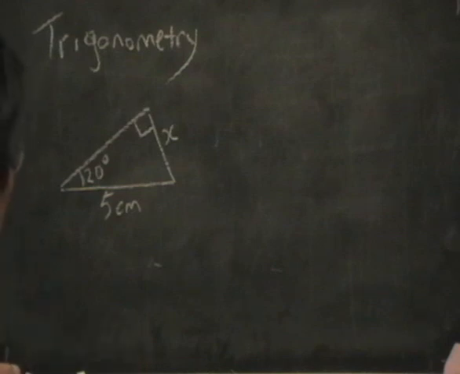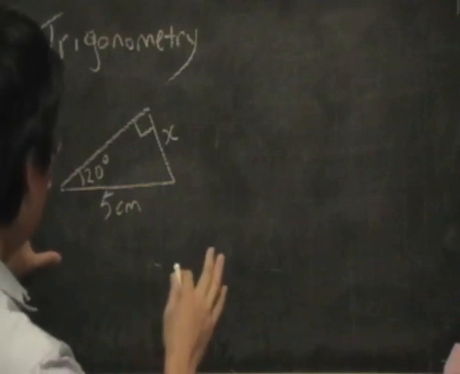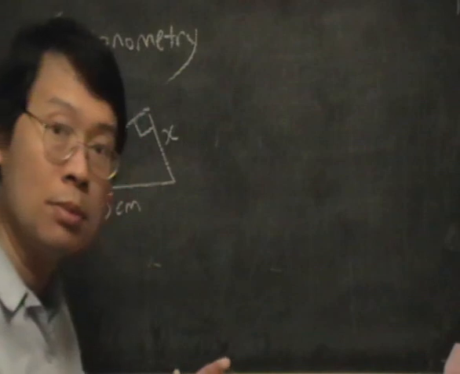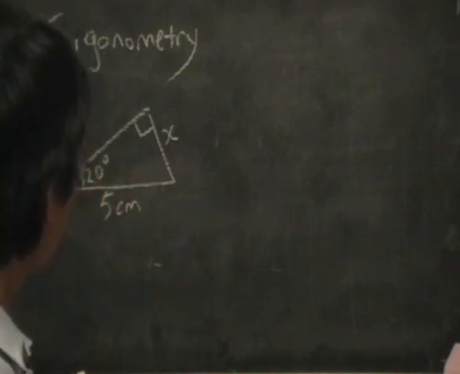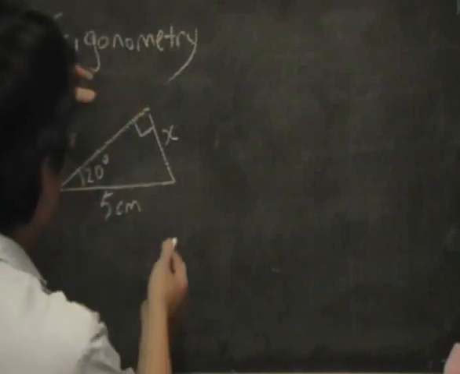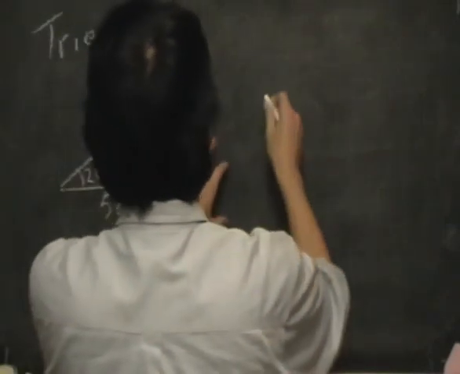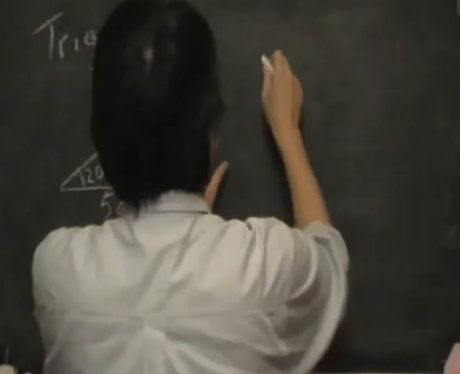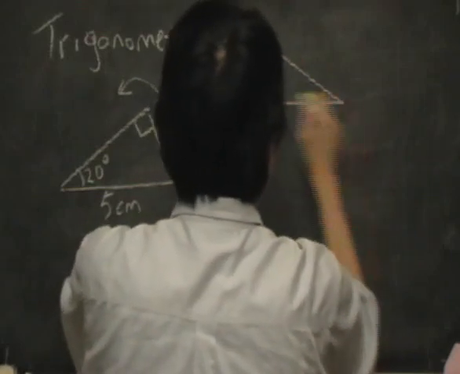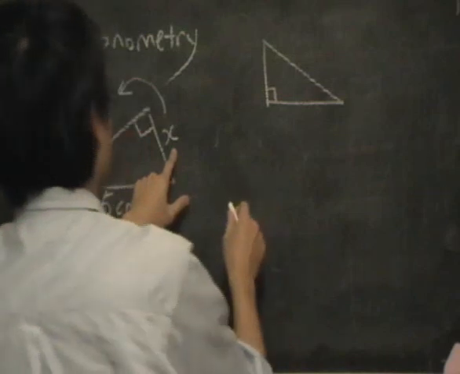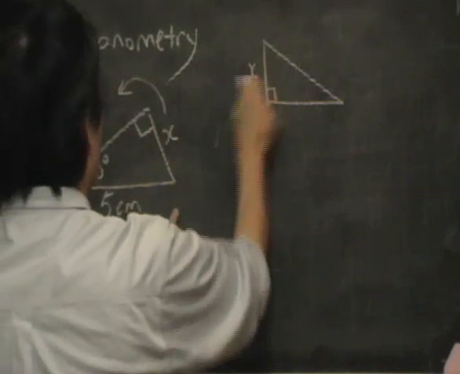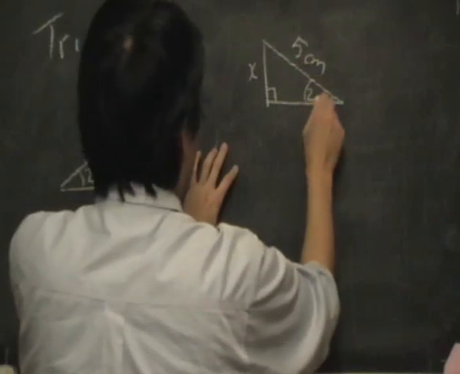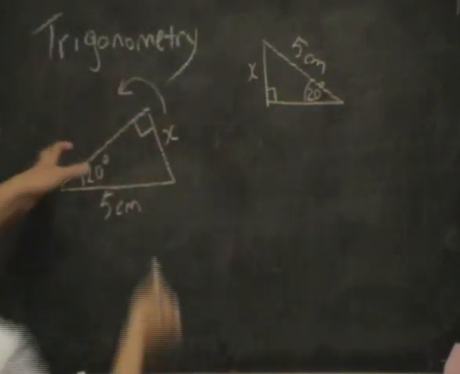Okay, we start with turning this triangle around into a more familiar position that we have seen just now when we learned about sine. I'm just going to rotate it this way until it looks like this. Right, so the x comes here, the 5 cm goes there, and the 20 degrees go here. So I simply rotated it.